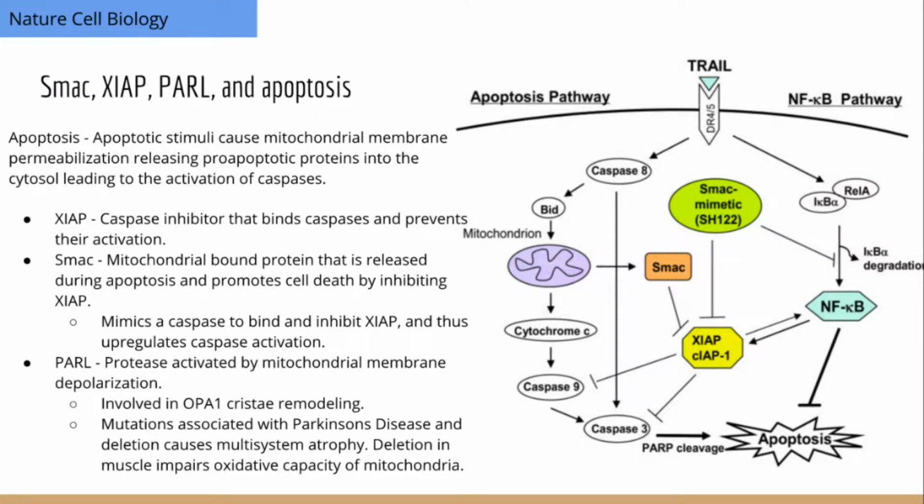Before diving into this paper, we need to briefly cover the process of apoptosis, as well as the specific activity of these three proteins, PARL, Smac, and XIAP. So this figure to the right shows us the general apoptotic pathway. The extrinsic pathway typically begins with the activation of the death receptor, DR4 or 5, by its ligand, TRAIL, which is TNF-related apoptosis-inducing ligand.